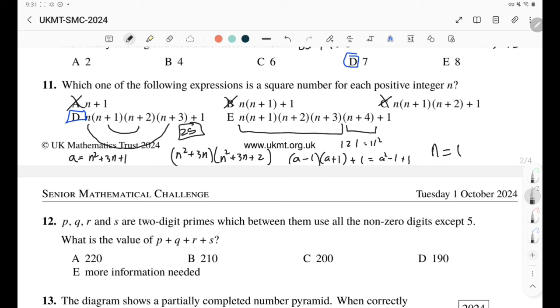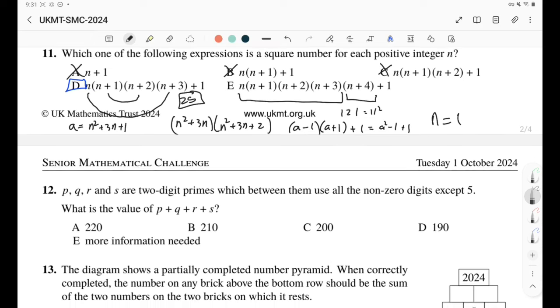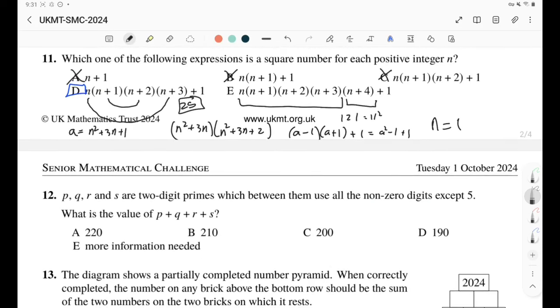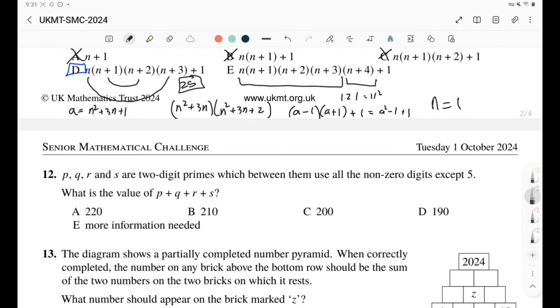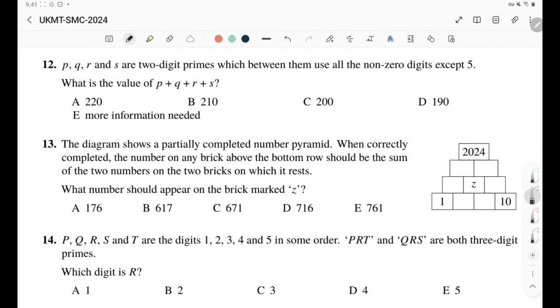So always keep that in mind. A product of 4 consecutive numbers, if you add 1 to it, you're going to get a perfect square. And you can always follow this technique to make sure that, yes, indeed, this is the thing. And of course, here we don't even need to do it. You can just solve it in no time by just trying 1 and 2. You're going to get it. Okay, let's move on. All right, for this question, we have P, Q, R, and S are two-digit primes.